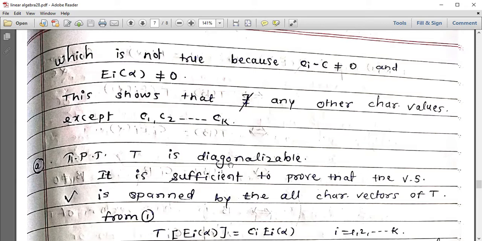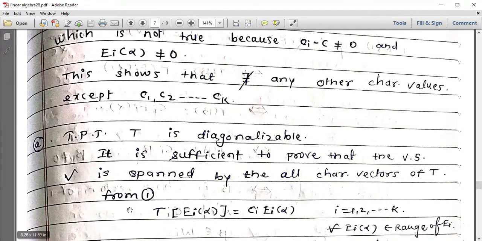It is sufficient to prove that the vector space V is spanned by all the characteristic vectors of T. Then T must be diagonalizable. Any vector alpha belongs to V is spanned by characteristic vectors of alpha.